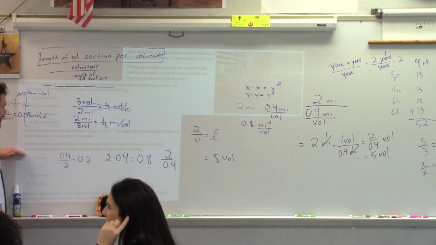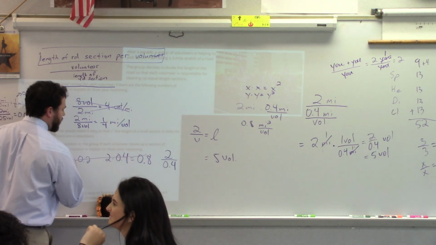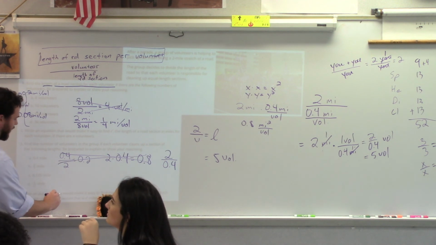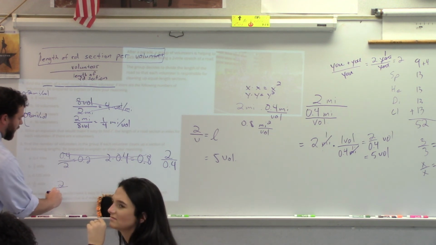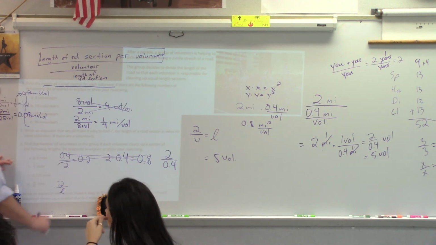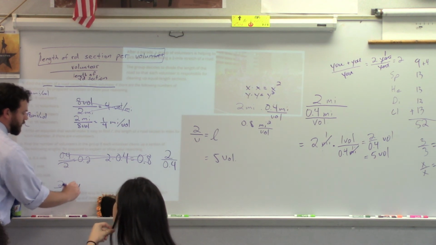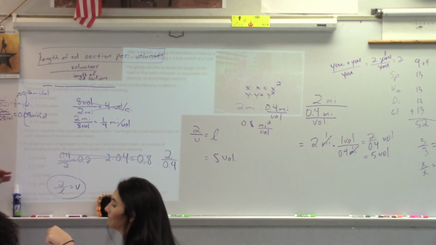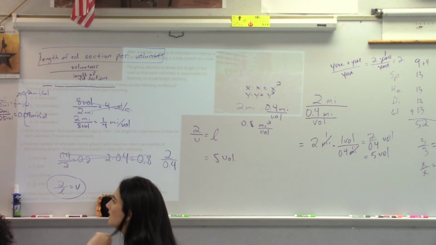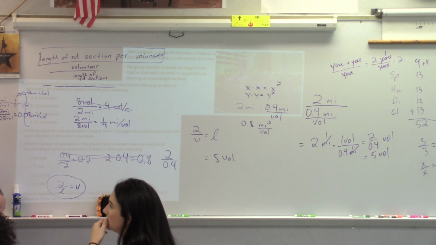And so what you ended up finding out, if you work through all of these, is that if you take 2 and you divide it by your length of road per volunteer, it equals the number of volunteers. That was our equation.